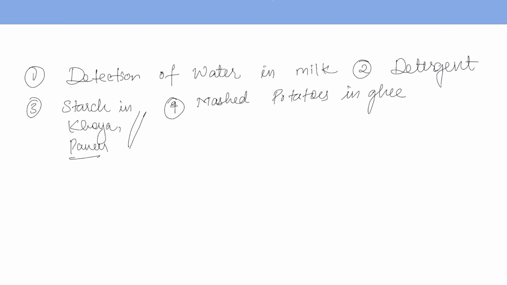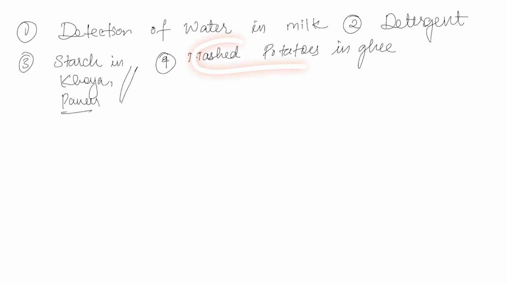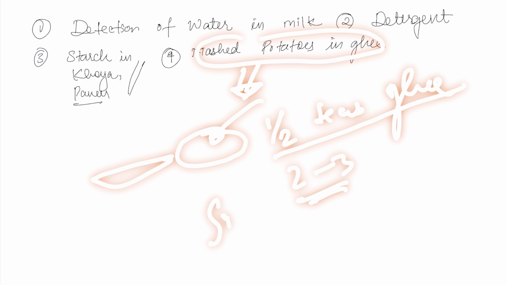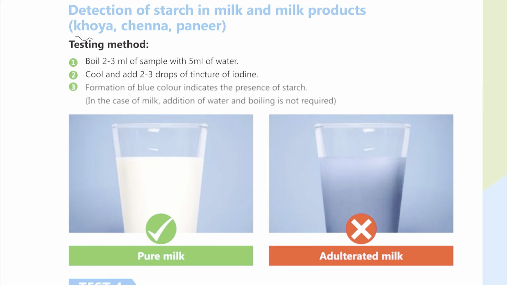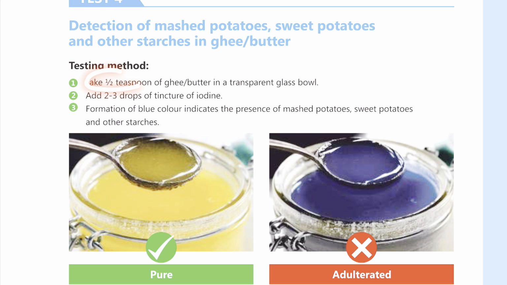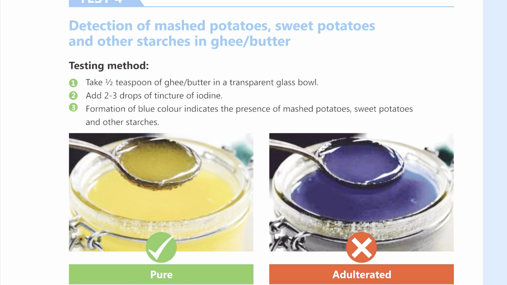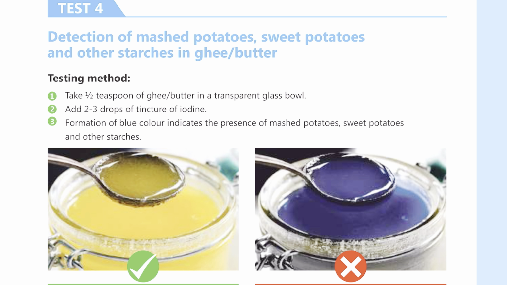The fourth test that we are going to learn is about mashed potatoes in ghee, which has the same principle of starch. We will take half a teaspoon of ghee and add 2 to 3 drops of tincture iodine to it. If the color of the ghee converts to bluish black, it means there is adulteration. You can see over here in this photo that we take half a teaspoon of ghee and add 2 to 3 drops of tincture iodine. The color of the ghee has converted to bluish black, which suggests that there is adulteration. So this was the test for milk and milk products.